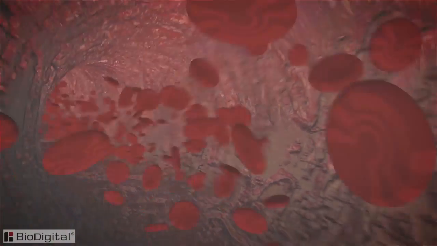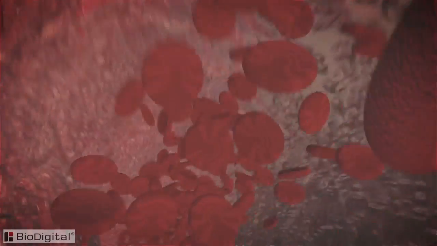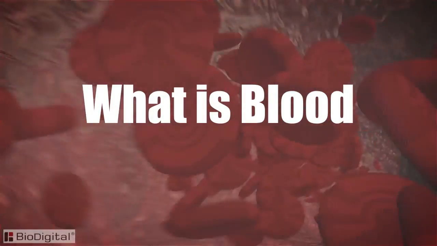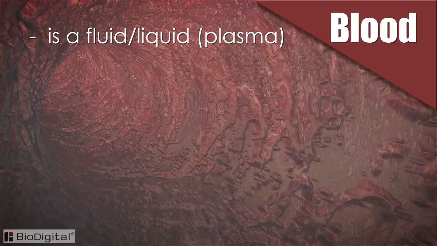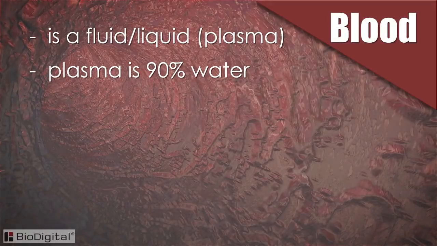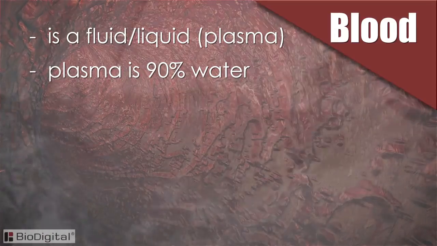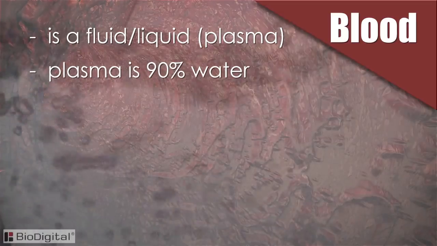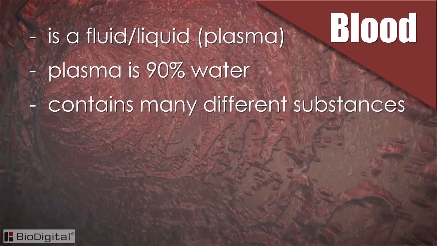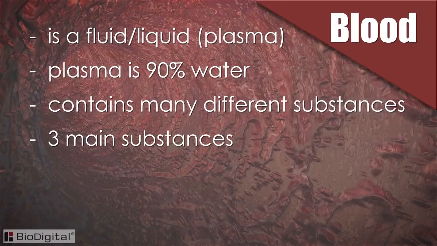Now that we have an understanding of how the blood moves throughout the body, we can discuss what it actually is. Blood is a fluid or liquid known as plasma. Plasma is made up of 90% water, and this is why drinking a sufficient amount of healthy water is absolutely necessary. Blood contains many substances, but the three main substances we will discuss in this video are the three different types of blood cells, each having its own particular function.